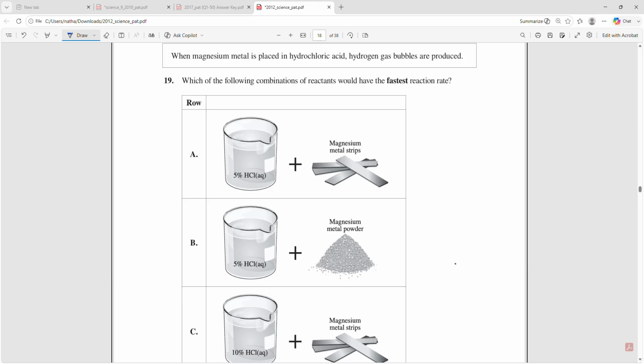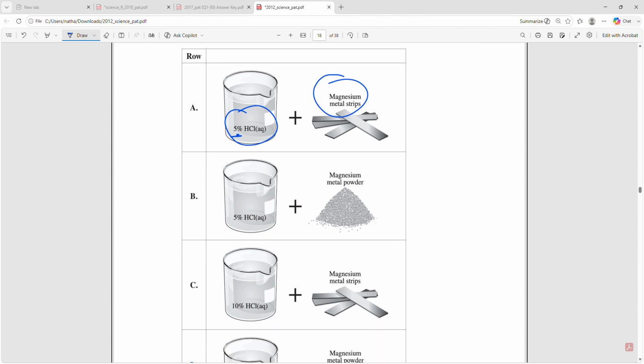So we've got our hydrochloric acid and our magnesium. In this case, we've got 5% solution and we have these metal strips. In B, we've got a 5% solution again, but we've got magnesium metal powder. So we talked about things that affect rates of reaction, and they were things like concentration. Okay, if we have a high concentration of a chemical, that can increase the rate of reaction because there's more of those molecules to react. So the reaction is going to happen faster.